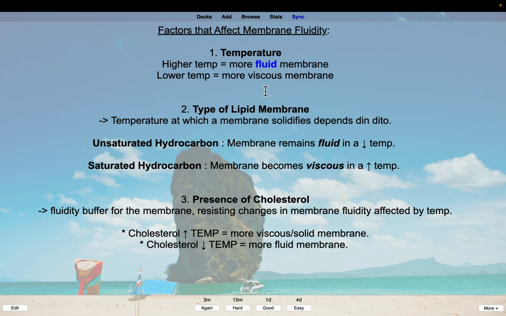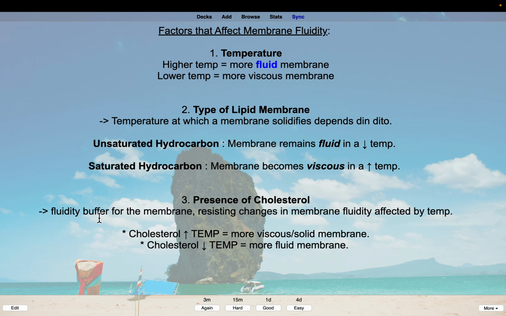And number three, presence of cholesterol. Cholesterol is a fluidity buffer for the membrane. It resists changes in membrane fluidity that are affected by temperature. So basically, the presence of cholesterol causes the opposite. It causes a reverse in what usually happens in the application of temperature.